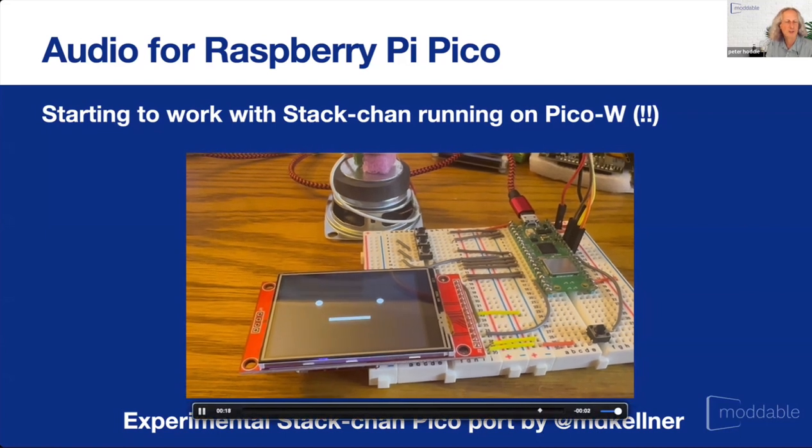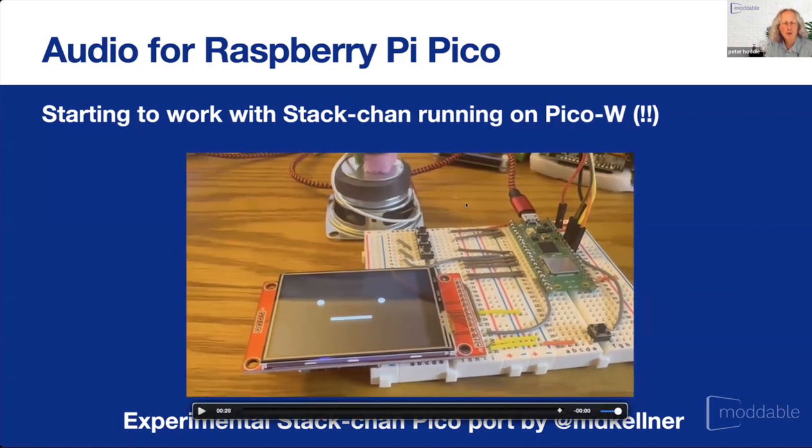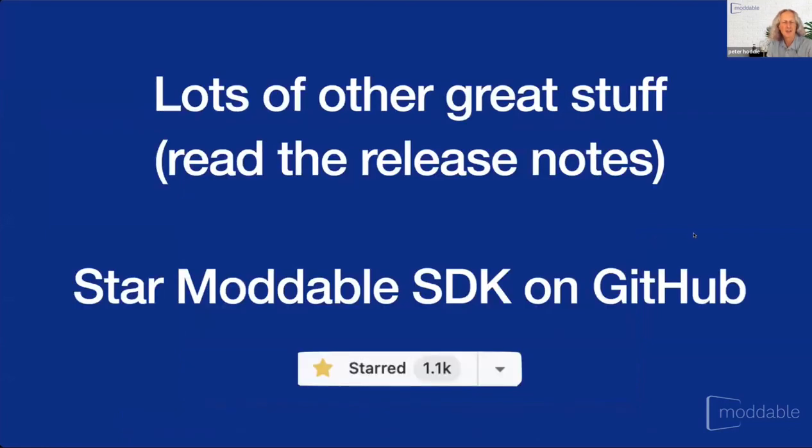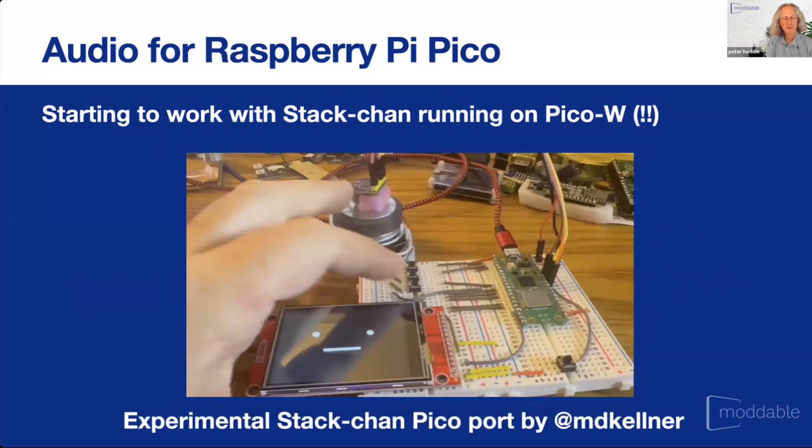It kind of started to work. So something cool is the portability that comes out of things built in the Moddable SDK. StackChan was never built with a Raspberry Pi Pico in mind, but it can actually run there without too much effort. So very cool.